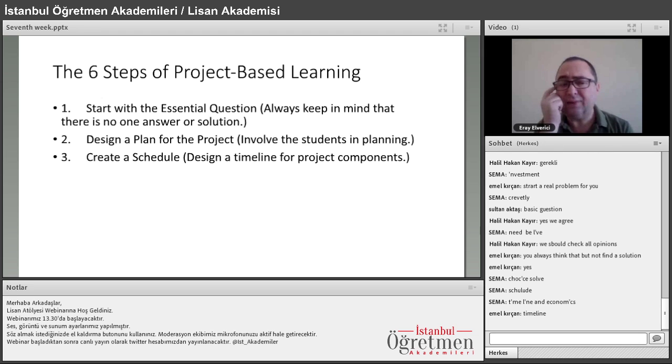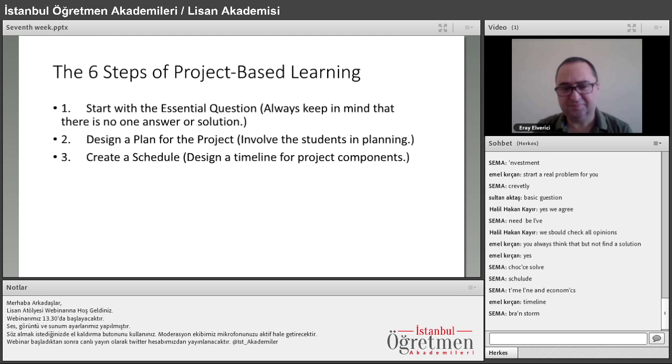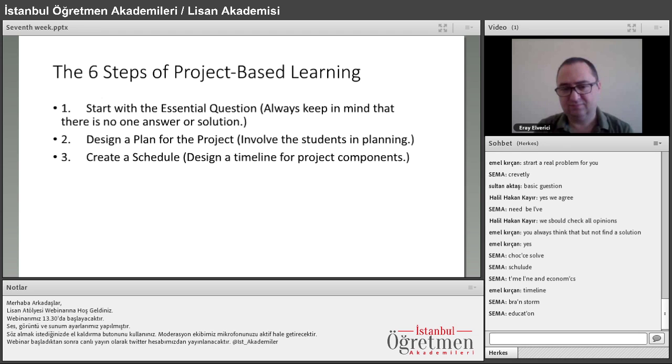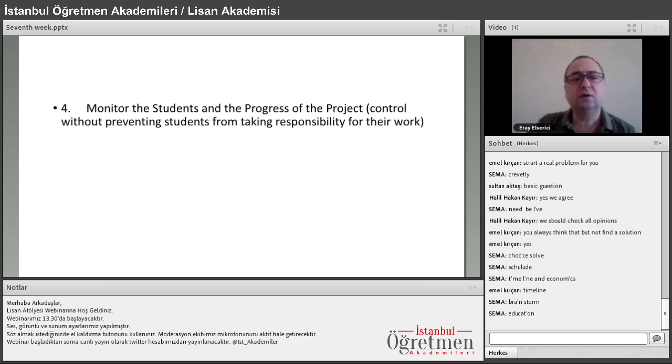So design a plan and design a timeline are not the same thing. Timeline is something different, as you can see. Brainstorming is for the second one, designing a plan, but create a schedule is just about the time. Next step is monitor the students and the progress of the project.